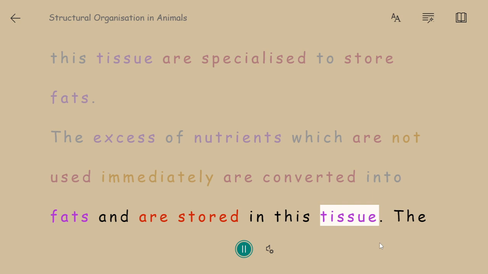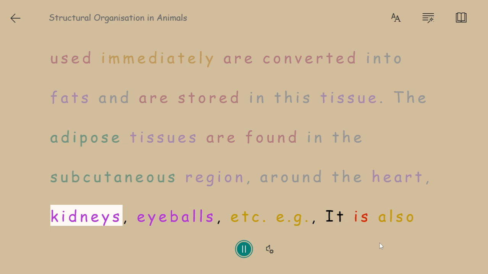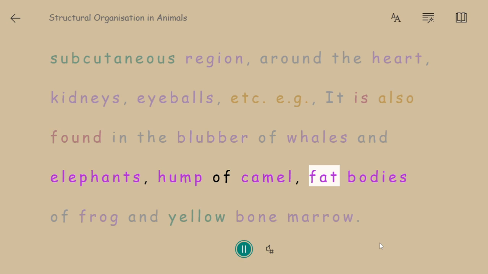The adipose tissues are found in the subcutaneous region, around the heart, kidneys, eyeballs, etc. For example, it is also found in the blubber of whales and elephants, hump of camel, fat bodies of frog and yellow bone marrow.